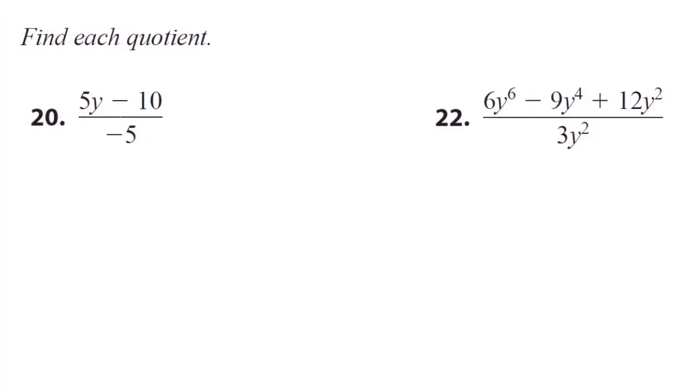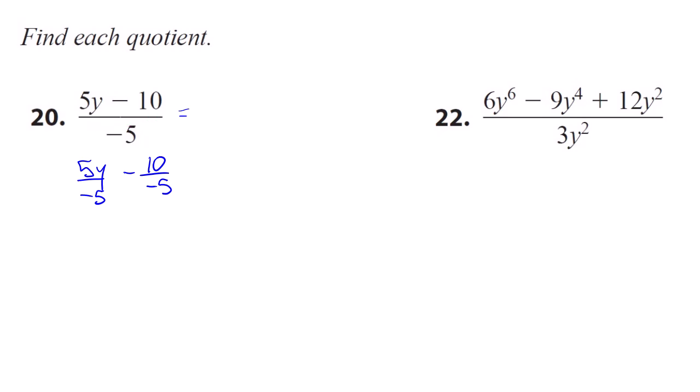Next, we're going to divide polynomials divided by a monomial. So like number 20, we have this binomial on top divided by -5, which is a monomial, of course. So we can actually use the distributive property, just like with multiplication. We can separate this and say, okay, well, what's 5y divided by -5? And then -10 divided by -5, right? So this minus I just put right here, right? And so I'm just distributing the -5 to each term, to that term and to that term.